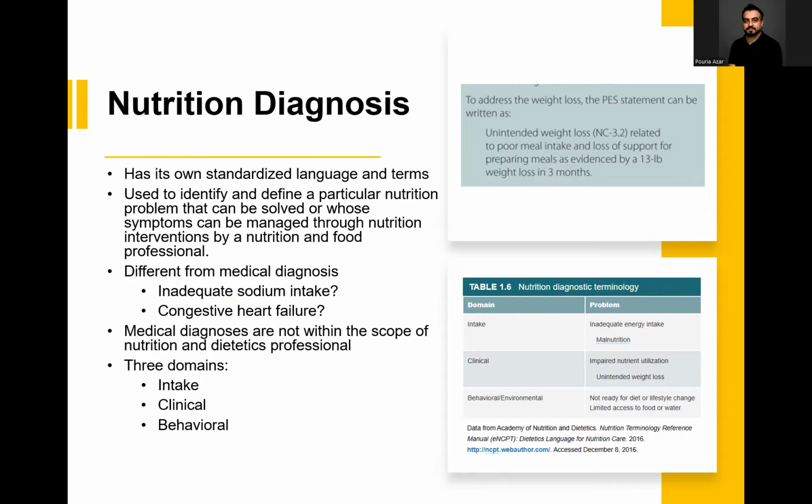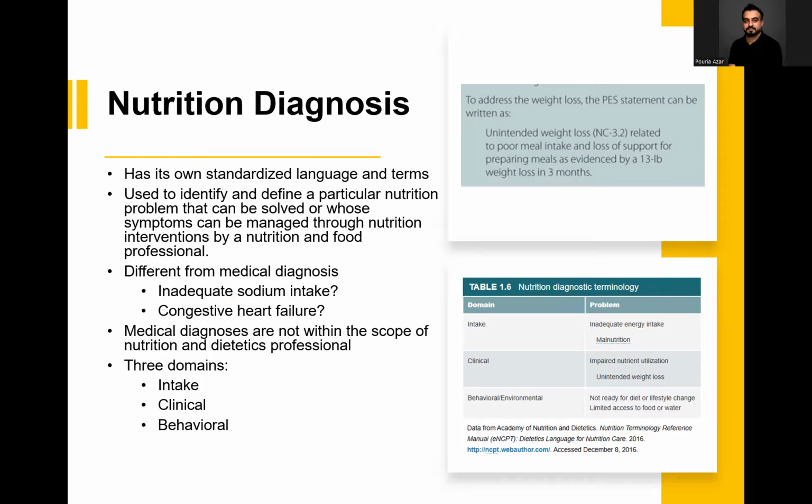Regarding clinical, impaired nutrient utilization or unintended weight loss is a clinical nutrition diagnosis. Regarding behavioral and environmental, not ready for diet or lifestyle change, or limited access to food or water. So these are behavioral or environmental domain for nutrition diagnosis.